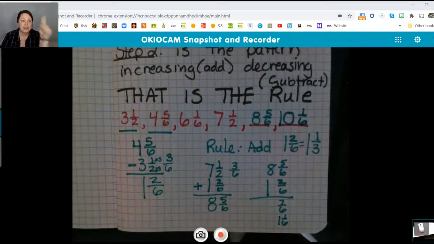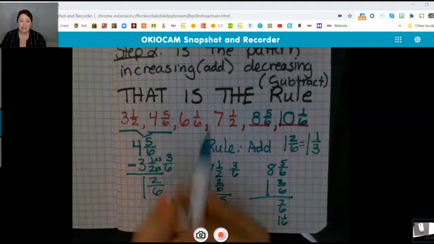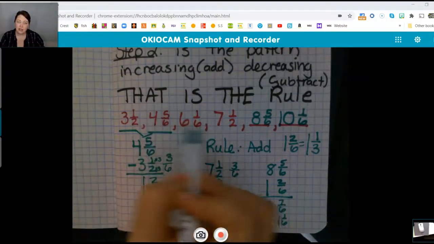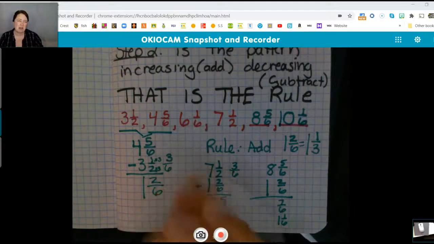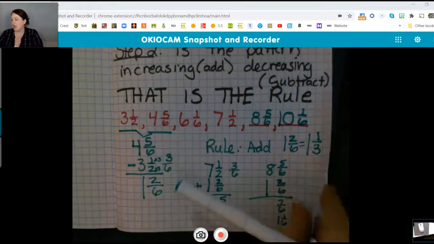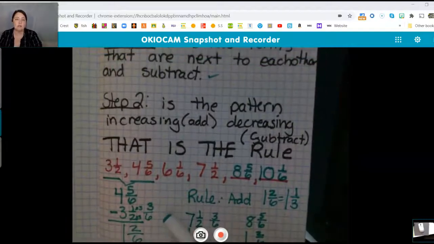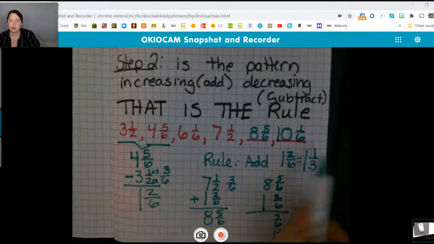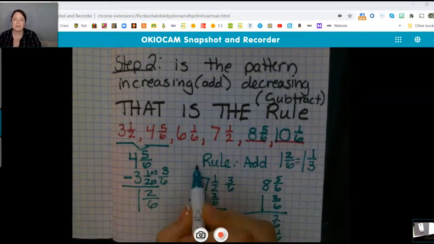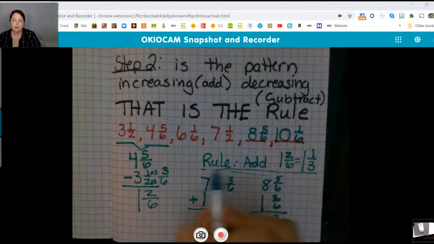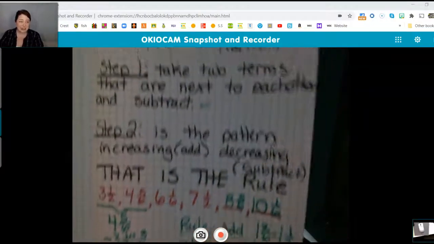Step 1, figure out what the rule is. What's the difference between two of the terms? Choose your terms wisely. These two terms, although they have a common denominator, I would have had to borrow, and ew. These two terms would have been fine. Okay, so choose the terms wisely, and then is it increasing or decreasing? And then typically they have you apply the rule. So here's the rule. Let's do another.